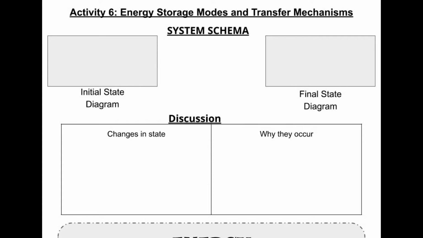For this last part is going to be the activity 6 energy storage modes and transfer mechanisms. What I really wanted you to do was come up with your own example. So like, let's say my initial state diagram is I am on a diving board, and I'm going to be jumping into a pool of really nice and cool pool water. So there's my pool water, and there is my diving board. There's the ladder.